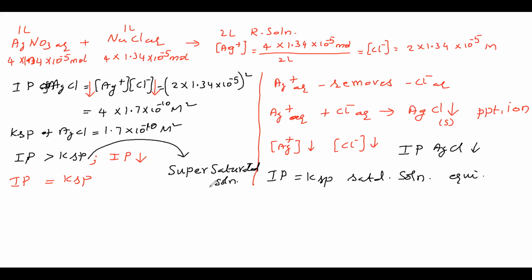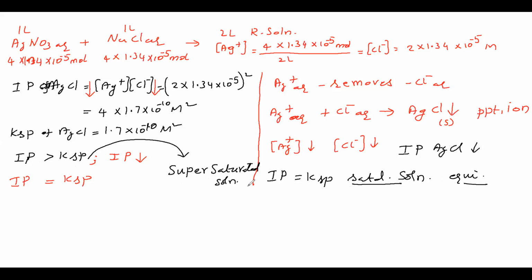The system will try to attain normal condition. The system attaining normal condition means the system wants to become a saturated solution. At that time the system will reach equilibrium. So the supersaturated solution should become a saturated solution.